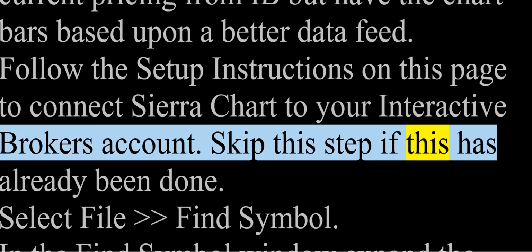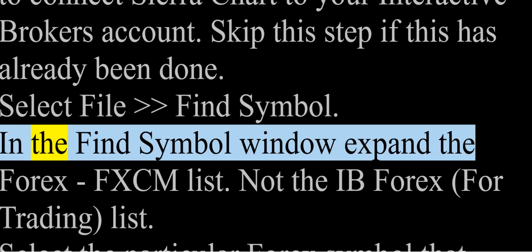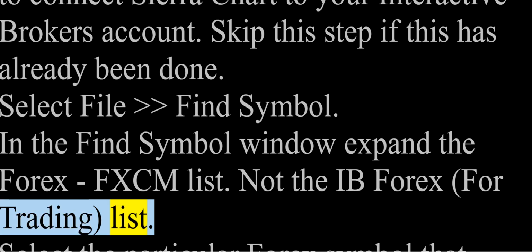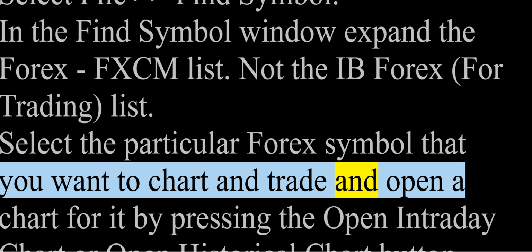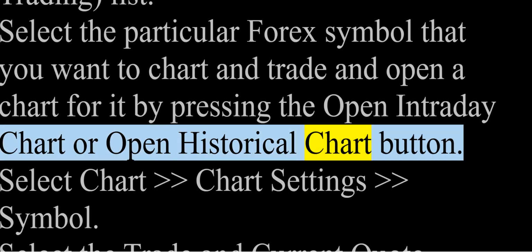Skip this step if this has already been done. Select File, Find Symbol. In the Find Symbol window, expand the Forex, FXCM list, not the IB Forex for Trading list. Select the particular Forex symbol that you want to chart and trade, and open a chart for it by pressing the Open Intraday Chart or Open Historical Chart button.